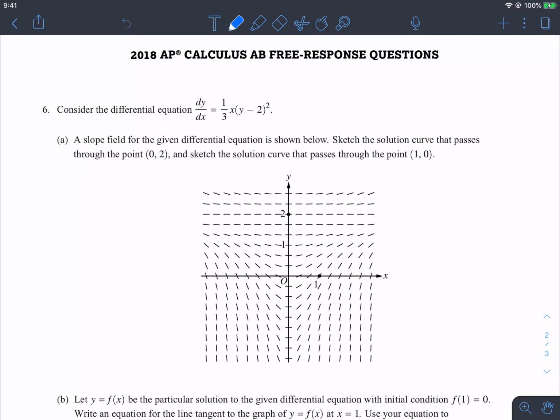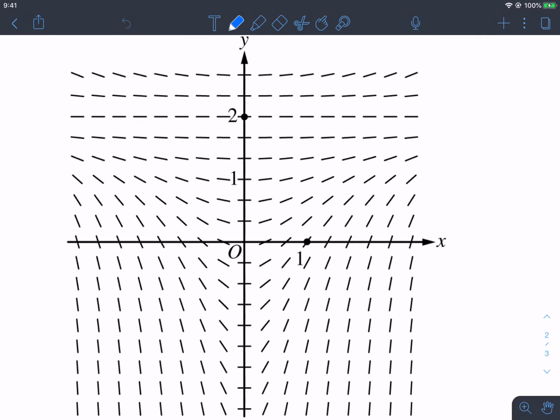So for the point (0, 2), they already have that point labeled there, but we need to follow the slope field through that point. The curve must go through the point that's there, follow the given slope field, and extend to the boundary of the slope field. So it must fill in the entire graph all the way through from edge to edge. For the point (0, 2), we're just going to draw a line that follows the slope field, and this one looks pretty easy because it looks like it's just a horizontal line.